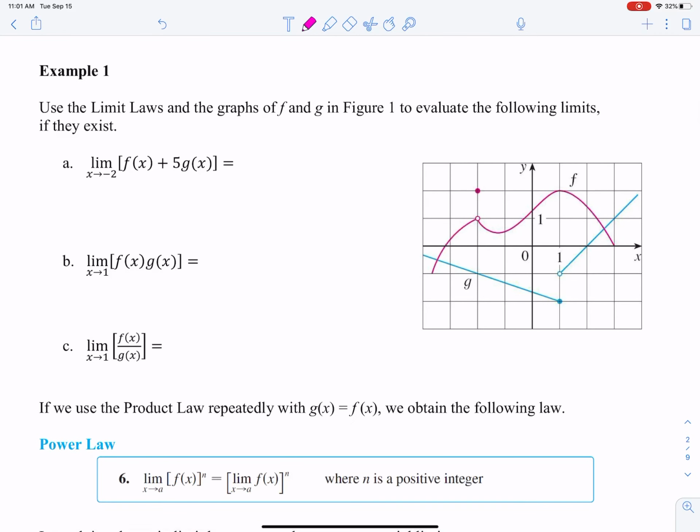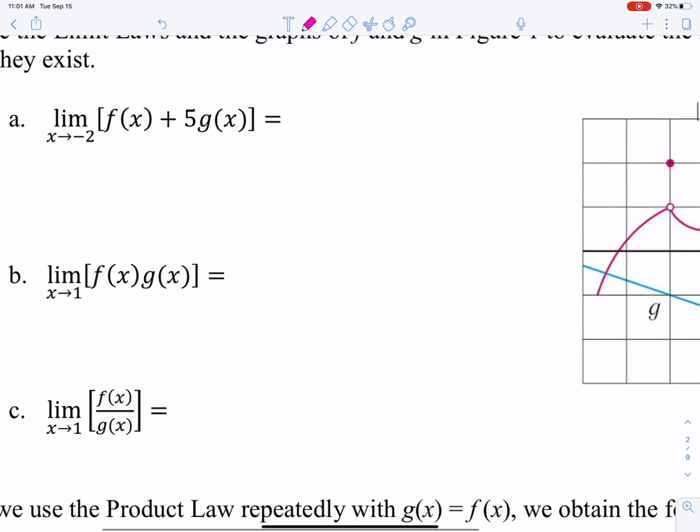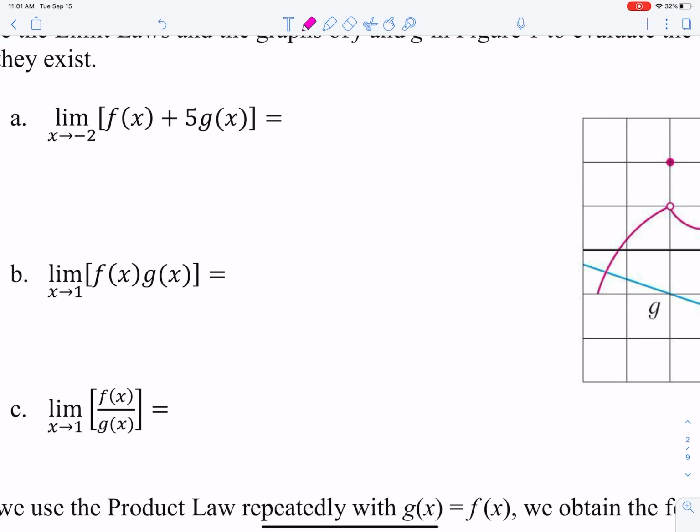Here's a couple of examples. Let's go through these. We want to find the limit as x approaches -2 of f(x) plus 5 times g(x). It's kind of hard to do that graphically, but we can use those limit laws to break it into pieces. I know I didn't leave much room, I apologize for that, but we'll write it out. Make sure every single step of the way you write the limit as x approaches whatever. You have to keep writing it every single time. If you don't, you definitely lose points because it wouldn't be mathematically appropriate.